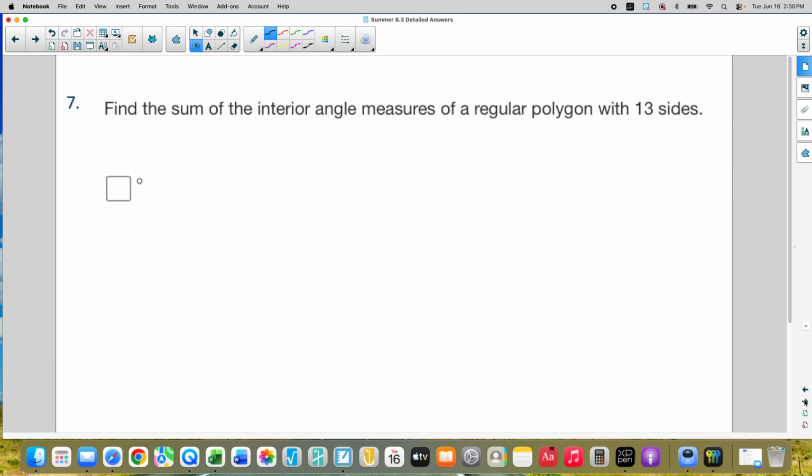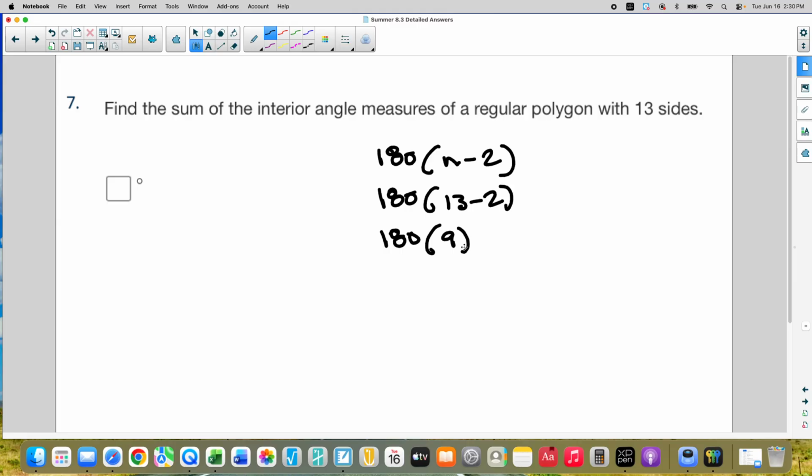Find the sum of the interior angle measures of a regular polygon with 13 sides. Regular means they're all going to be the same. So we're going to use 180 times the quantity n minus 2. We'll do 180 times 13 minus 2, because it's a 13-sided figure. That gives us 9, correct? Not 9, that would be 11. Mr. Mac almost made a mistake.